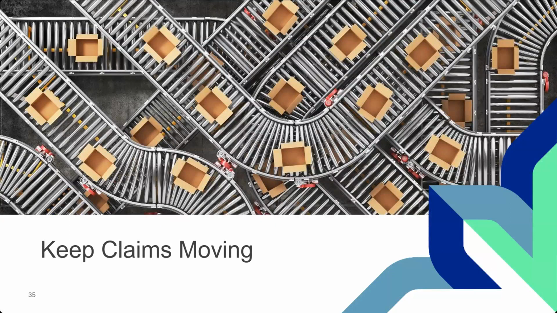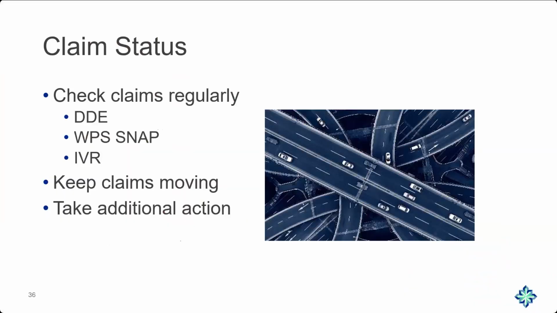Another important part of Part A billing is following up on claims that you've already sent. We recommend that you check your claims regularly, and regularly can mean different things to different providers. Preferably, you're checking them at least once a week, maybe daily even, depending on the volume of claims that you bill and how many you have in the system at any given time. There are a few different ways that you can check claim status, and it's your preference here. You can do that in direct data entry through use of the claim summary or the claim count summary.